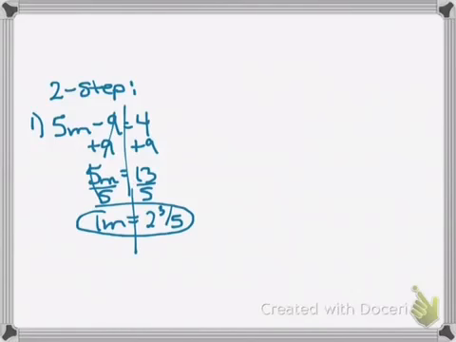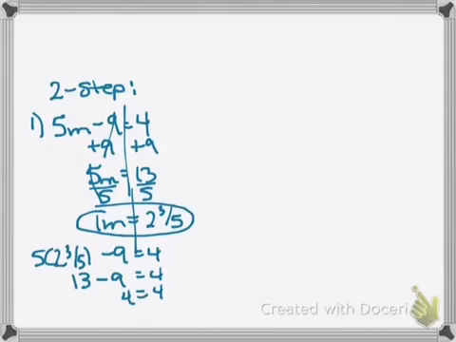So I got to check this to see if 2 3/5 is indeed the answer. I'm going to rewrite the original problem and take the m out and replace it with 2 3/5. Now you can check this on your calculator, that's fine. 5 times 2 3/5 is 13, and 13 minus 9 is 4, so it checks.